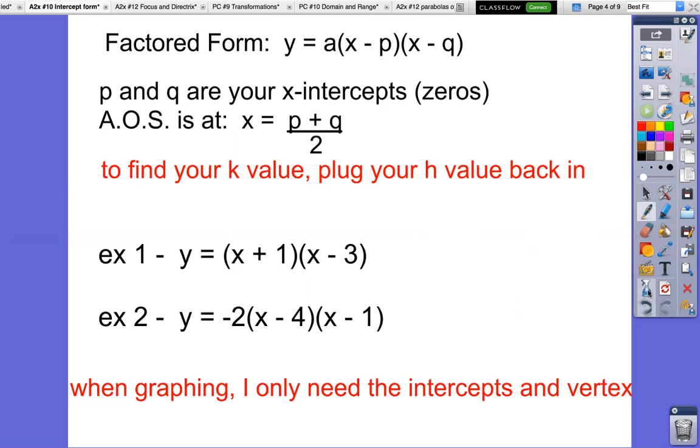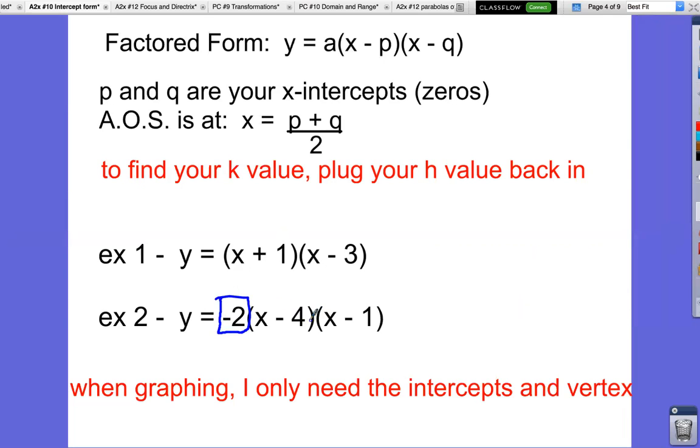First of all, before I even start, does this open up or down? Down. How do you know it opens down? It's a negative 2 or negative 8. Perfect, because your A is negative, I know it opens down. Where are my zeros at? In other words, what are my P and Q values? So my zeros are at 4 and 1.